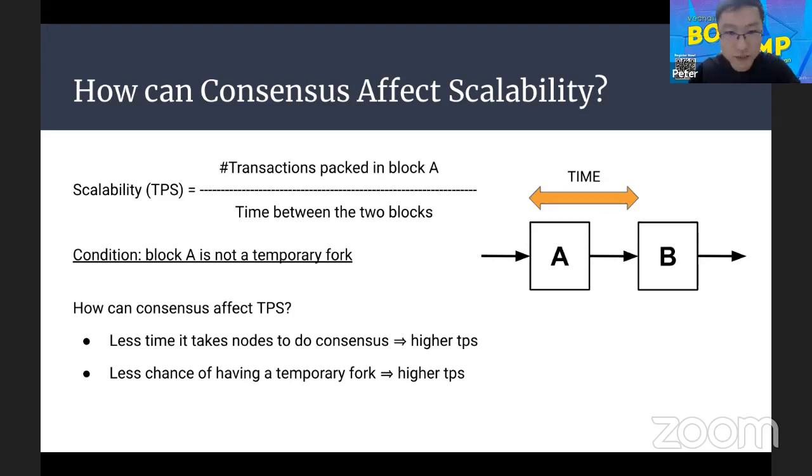Now I'll explain the second principle. Remember, a block is a temporary fork if it is not going to be part of the global ledger. So all the time and the network bandwidth used to transmit the block will be wasted, because the block is actually useless. So the less often we have a temporary fork in the system, the more time and network bandwidth the blockchain nodes will have to transmit those blocks that will become a part of the global ledger, which will result in a higher TPS overall.